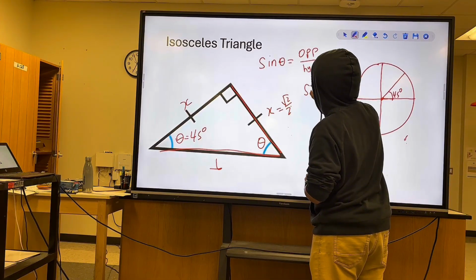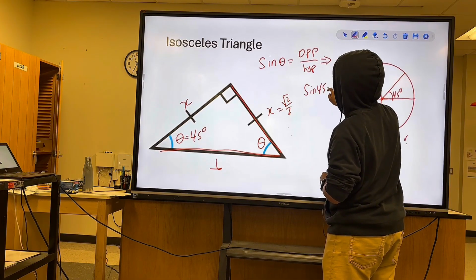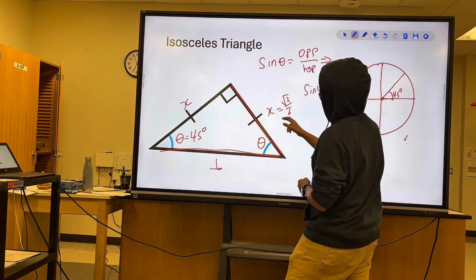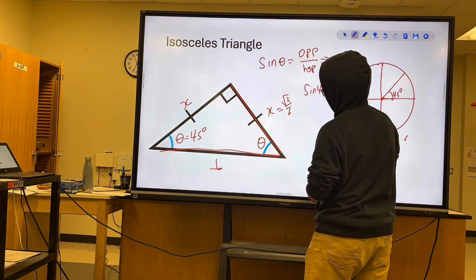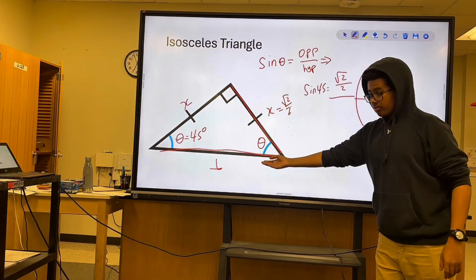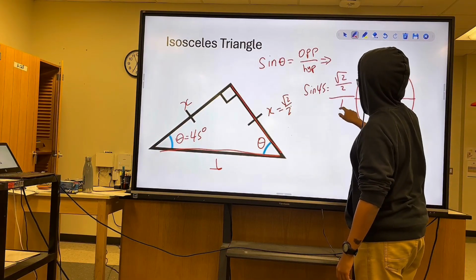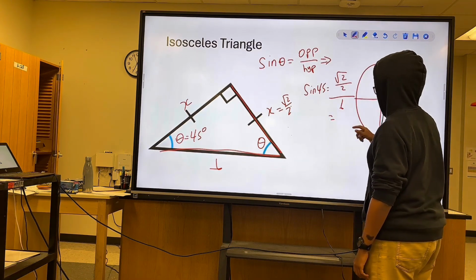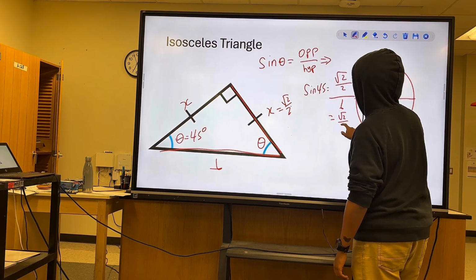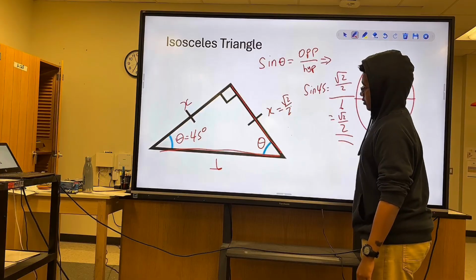The sine of 45 degrees must be equal to the opposite, which is square root 2 over 2, over the length of the hypotenuse, which is 1. So sine 45 would be, anything divided by 1 is just the number itself, so we have square root 2 over 2. That is the value of sine 45.